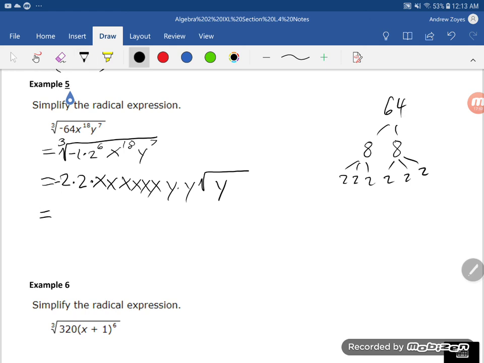So we'll go ahead, make it look nicer. So we have 2 times 2, we'll calculate that and make it 4. And then we have 1, 2, 3, 4, 5, 6 x's, so x to the 6th, and y times y, well that's just y squared, and a root of y. And I should really be writing the root number, it's sloppy for me not to do that. And that's our final answer. That's what we get. We had some stuff left under the root, we also had a lot of stuff that came out of the root.